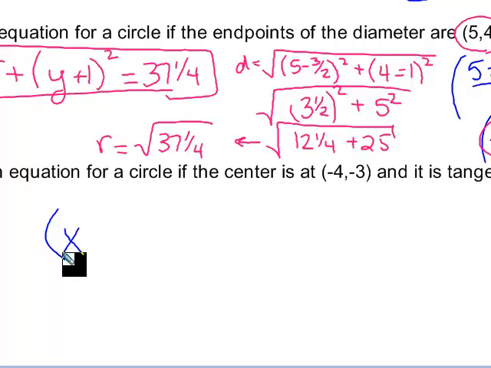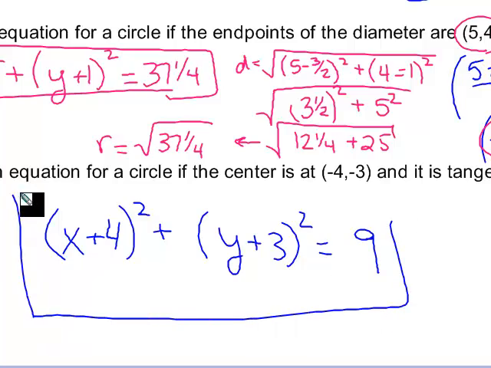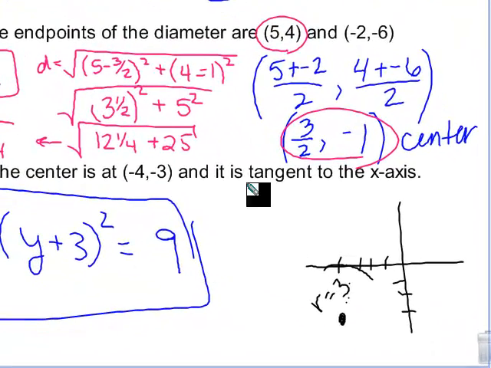So x plus 4 squared plus y plus 3 squared is equal to r squared. So what would that be? 3 squared is 9. So there's our standard form. Is that okay? We got the radius by drawing this little diagram out. We plotted where the center was. And then we saw that this was tangent to the x-axis, so it had to just touch it once. So we go up here. We look, oh, if it touches the x-axis just once, that's right here. So we counted our radius to be 3.